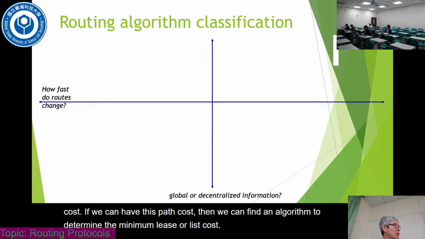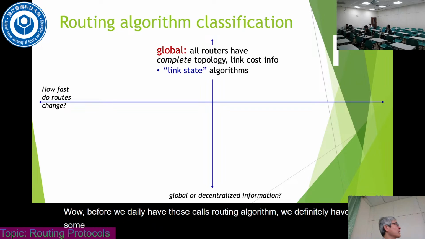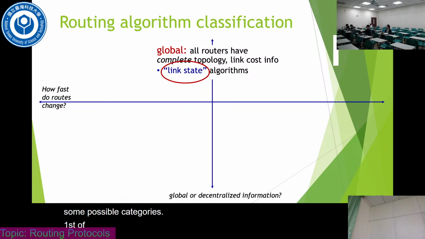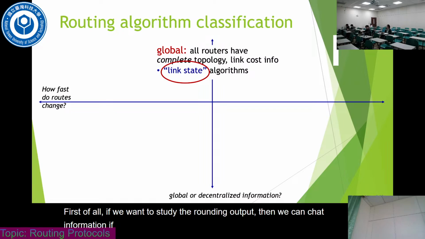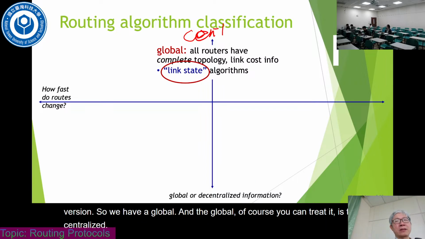Before we get to the least cost routing algorithm, we already have some possible categories. First of all, if we want to study the routing algorithm, we can check the information. If we want to know the complete information, then it's a global version. So we have global, and global, of course, you can treat it as centralized.